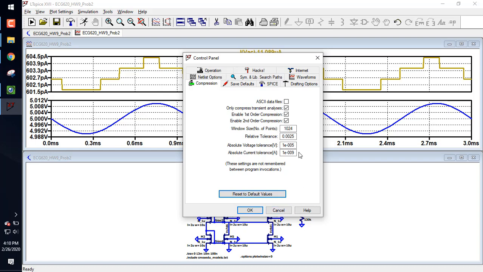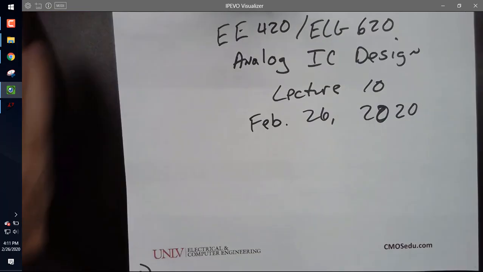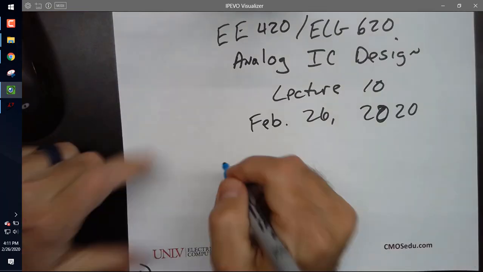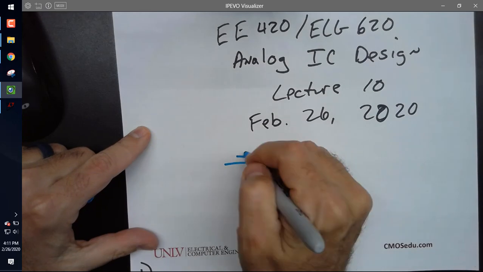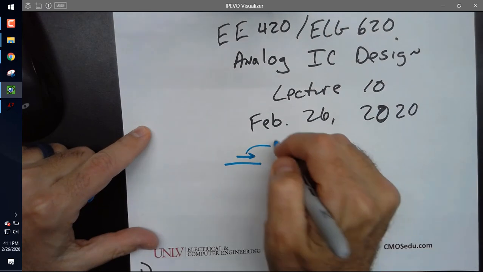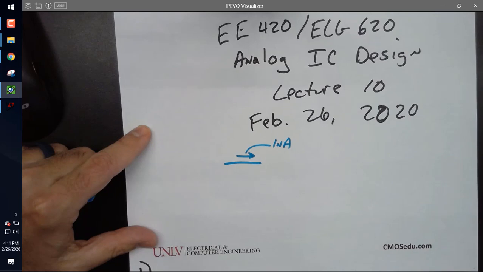So going back to this, you see that the voltage tolerance is 10 microvolts. I'm sorry, I read that backwards. And the current tolerance is 1 nanoamp, right? So if I have a current flowing in the node, it says, hey, whenever that current gets to within 1 nanoamp of its value.